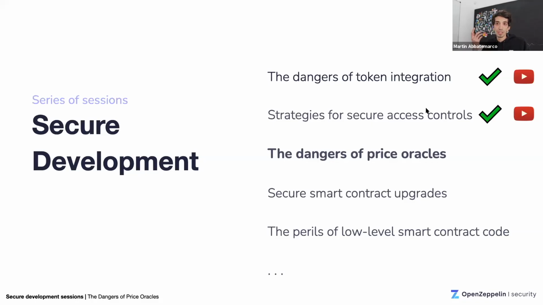If you have been joining the series, you will have seen that we have already talked about the dangers of token integration. We have talked about the strategies for secure access controls. And today is the day of price oracles. Price oracles is a huge topic on its own, and we only have a limited amount of time. So we will cover from the basics to more advanced stuff related to specific price oracles in Ethereum. If you want to watch previous recordings of the previous sessions, they are already available on YouTube.